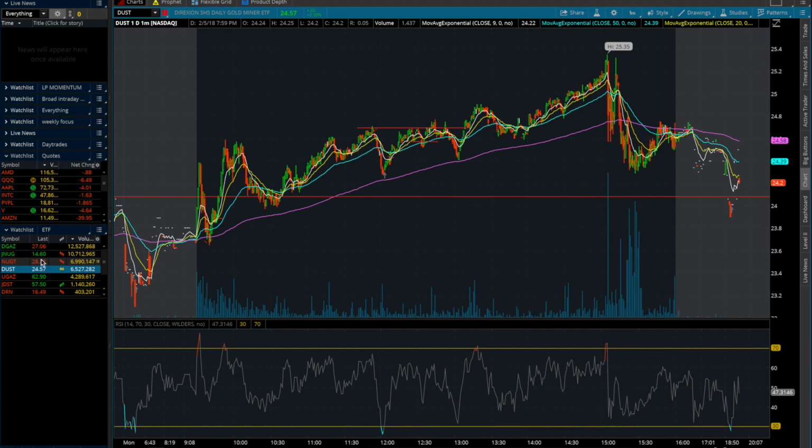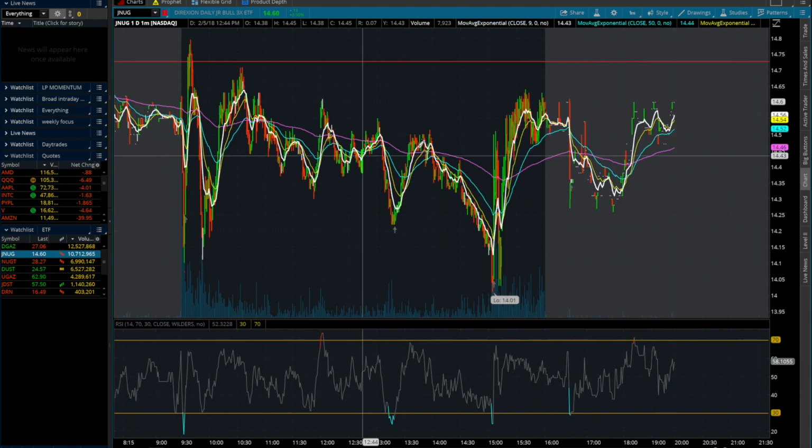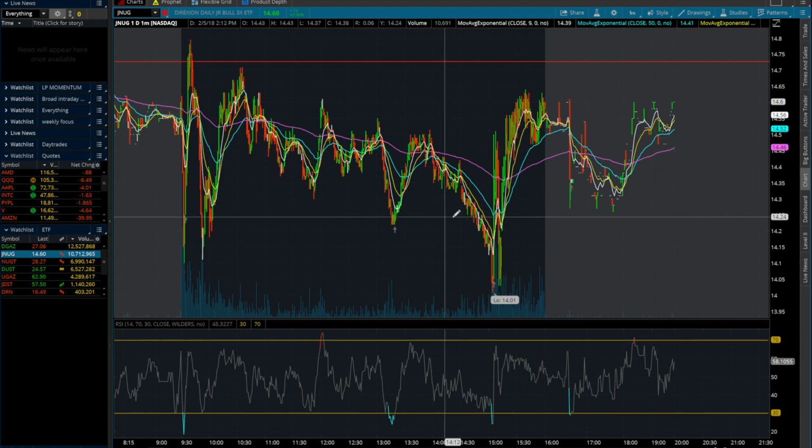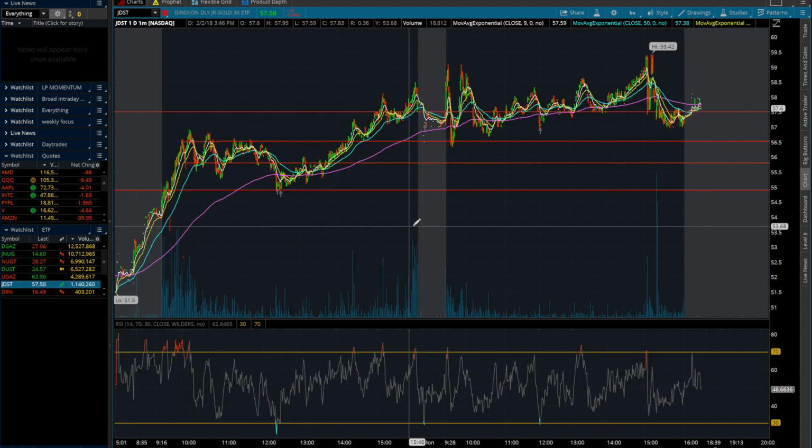And as you can see, the inverse, well, the one that actually tracks the gold futures, JNUG, didn't do that well today. It just moved steadily all day, up and down, kind of the opposite of what the UST did. And JDST.